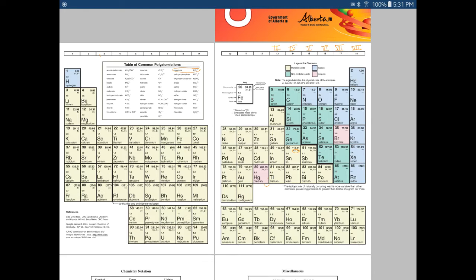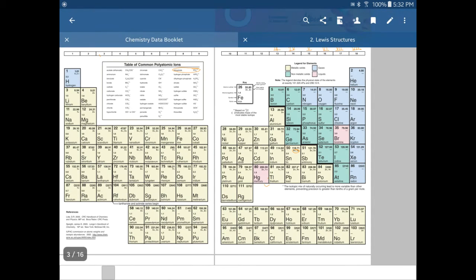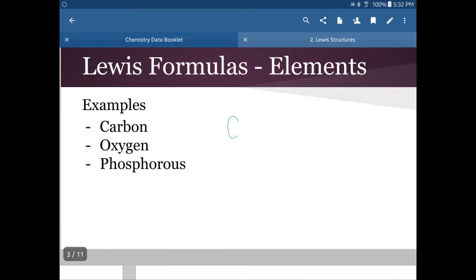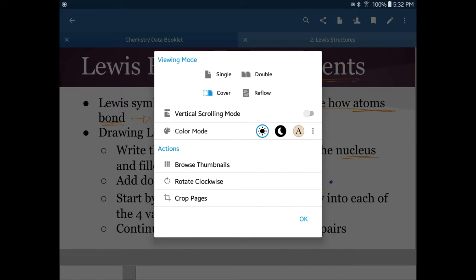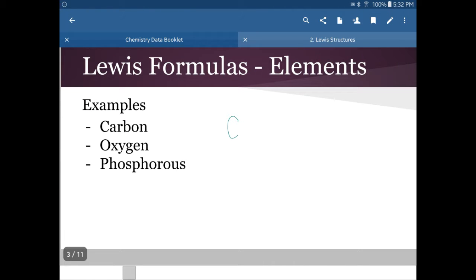Now, if I'm not sure, I can also count where the element exists on the periodic table, counting from the left to the right. So if I start with lithium, that's 1, 2, 3, 4. That means there's 4 electrons in that valence shell. That's just simply looking at where the element exists on the periodic table, starting from the left of that row and counting in towards the element, and that will give you the number of valence electrons that we have. So carbon has 4 valence electrons.